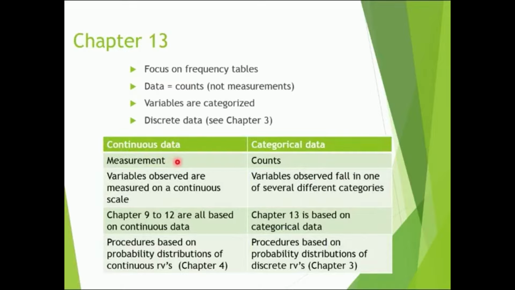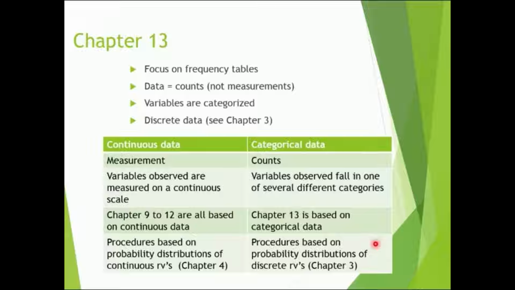And chapters 9 to 12 that we've done this semester are all based on continuous data. The procedures were all based on probability distributions of continuous random variables from chapter 4. However, categorical data, which we'll discuss in this chapter, are based on counts. Variables observed fall in one of several different categories. Chapter 13 is based on categorical data, and the procedures in this chapter are based on probability distributions of discrete random variables. And that's very important to remember.